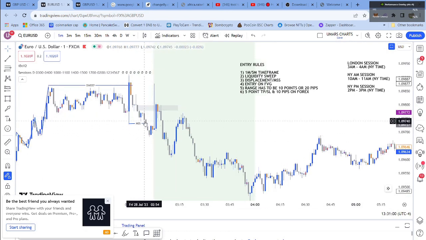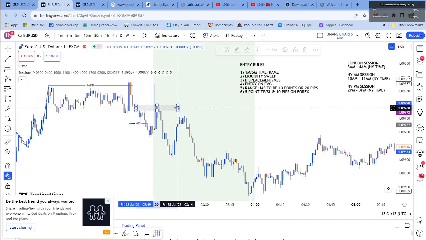As you can see, there's a fair value gap here, there's a fair value gap there, but we will not use the closest fair value gap, we will use the extreme fair value gap. That's the last fair value gap. That's the fair value gap we are looking for.